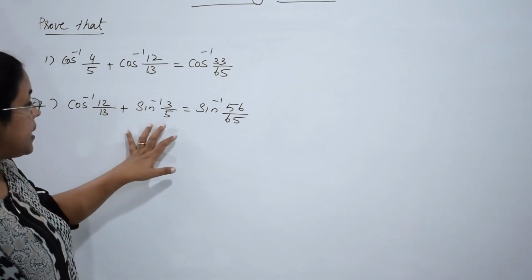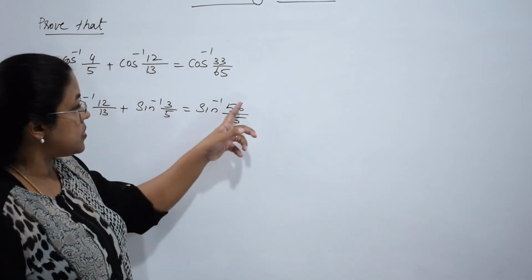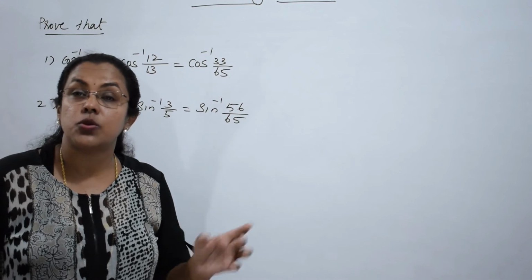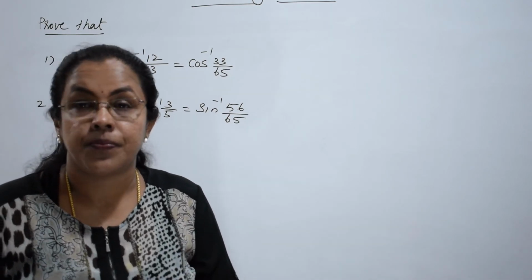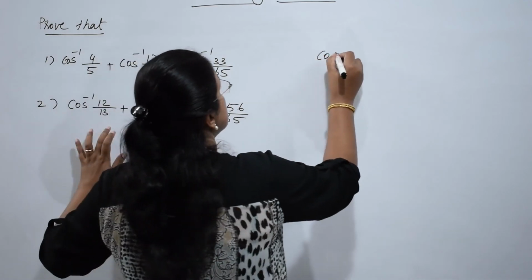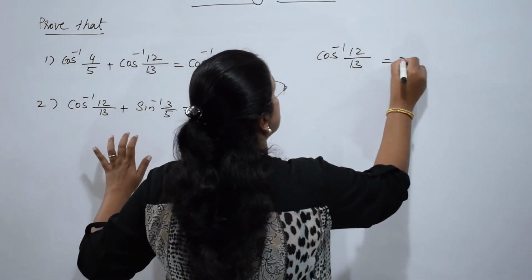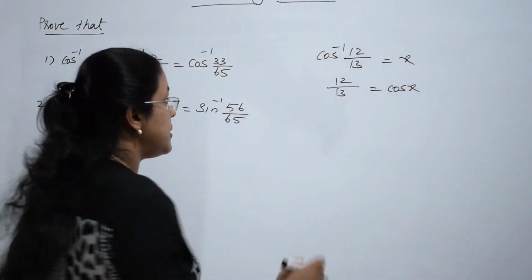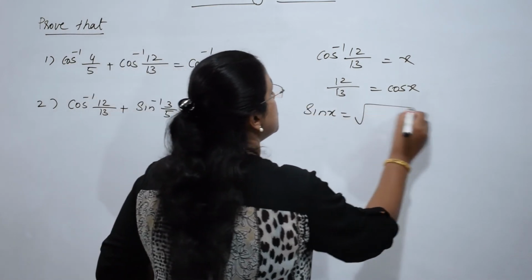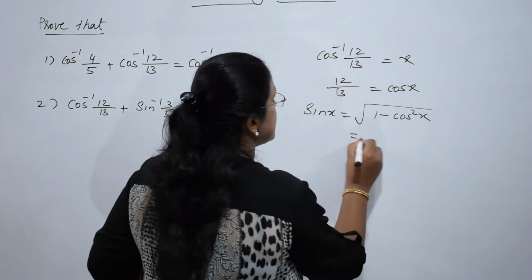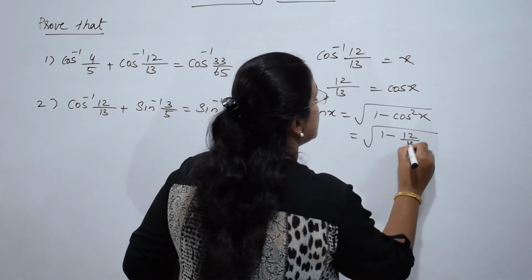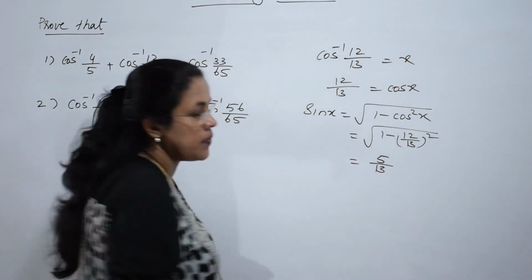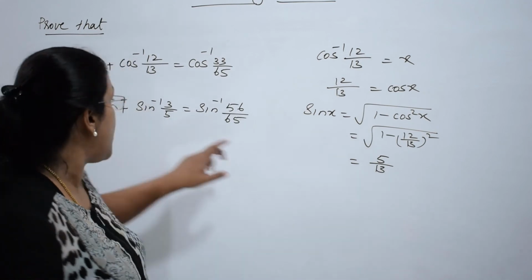Cos inverse 12 by 13 plus sin inverse 3 by 5 is equal to sin inverse 56 by 65. The answer is in sin inverse. Okay, so we will use the identity sin a plus b. So we will start: cos inverse 12 by 13 is equal to x, then 12 by 13 is equal to cos x. From that we will write sin x. Sin x is equal to root over 1 minus cos square x, that is root over 1 minus 12 by 13 the whole square. On solving we get the answer as 5 by 13.